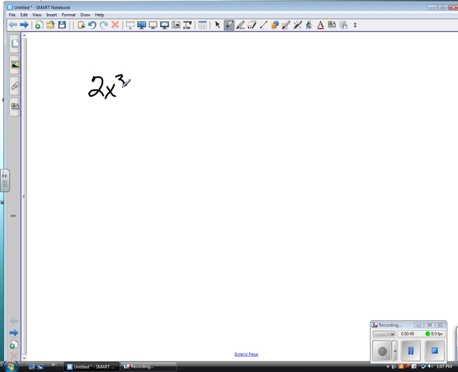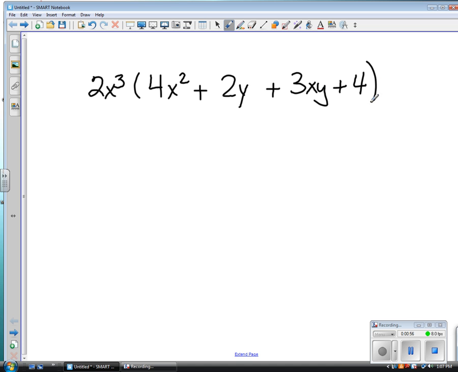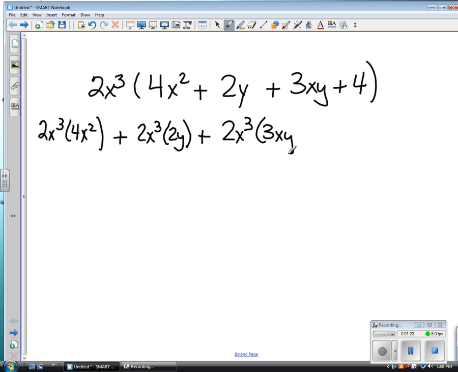So let's say we had 2x cubed, and I'm going to times it by 4x squared plus 2y plus 3xy plus 4. So we have a 4-term polynomial here multiplied by the monomial. One thing you could have done was write it out longhand: 2x cubed times 4x squared plus 2x cubed times 2y plus 2x cubed times 3xy plus 2x cubed times 4. Now remember, as you go, this step will become optional. You can start to skip it. It's however you like it right now. There's nothing wrong with expanding it out.